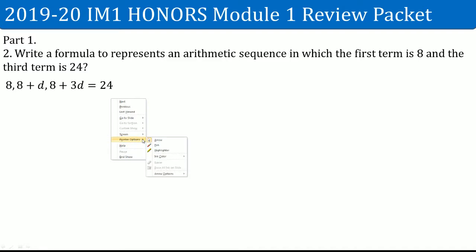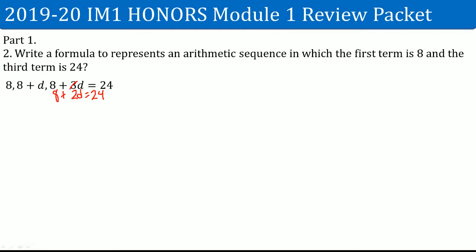Ooh, this is off. Give me a second here. This would be a 2. This would be a D. 2D equals 24. I think that's where I did it wrong. Yes. So here would be 8. The second term would be 8 plus D. The third term would be 8 plus 2D equals 24.